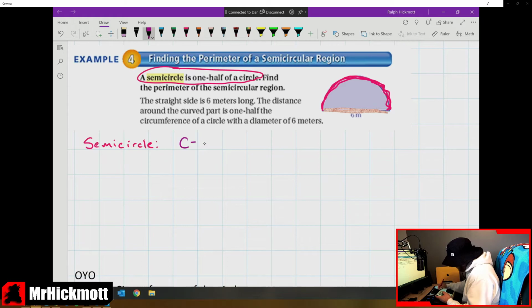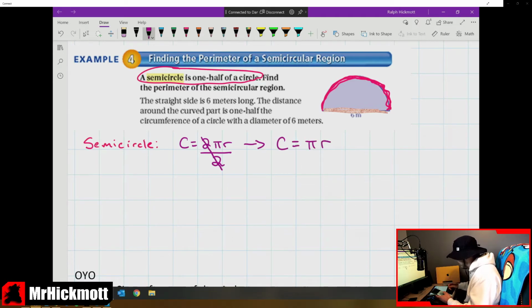I can find the circumference of a full circle using that formula, but then at the end, I got to divide by 2 because it's just half of it. But notice something. 2 over 2 cancels out. So the actual formula for the circumference of a semicircle simplifies very simply to C equals pi r.